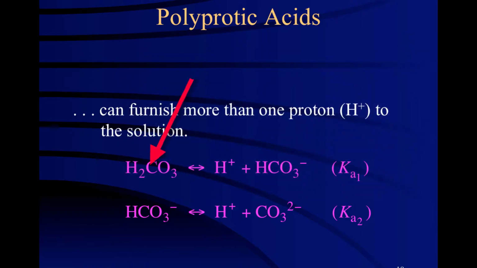Ka2 would be the bicarbonate ion down here turns into hydrogen ion and carbonate ion. So for a polyprotic acid, let's say you had 3 hydrogens. Well, you would have 3 Ka expressions.